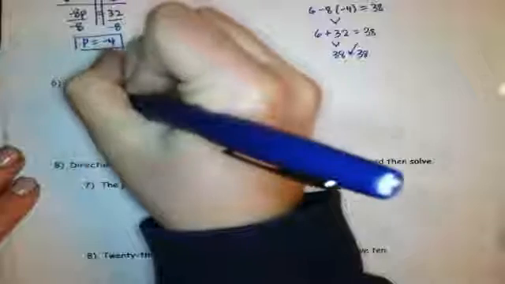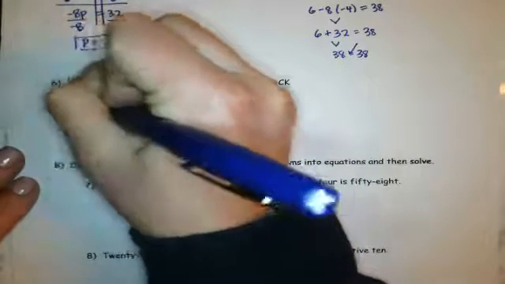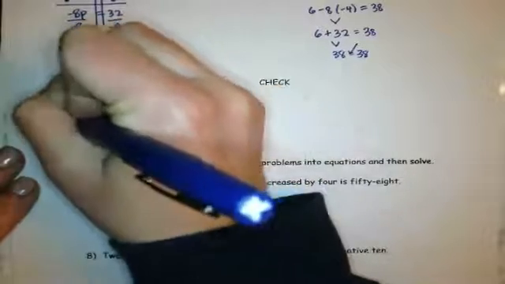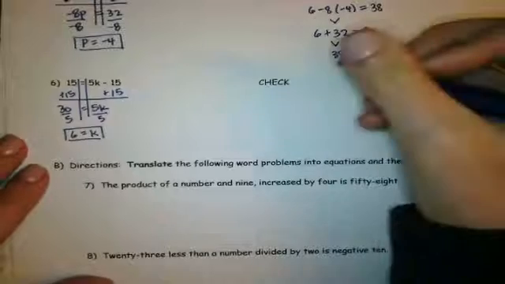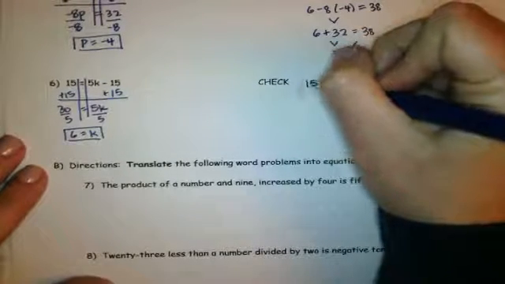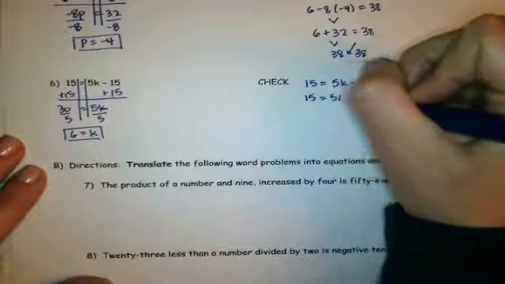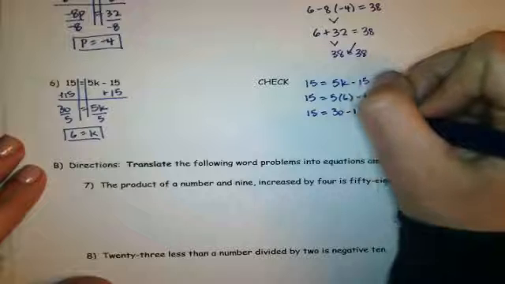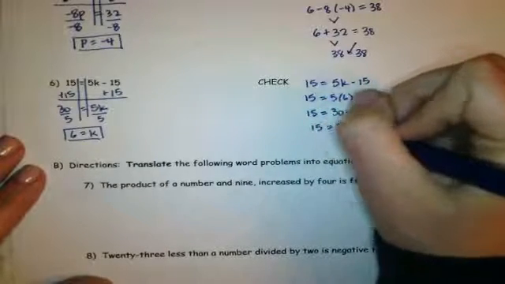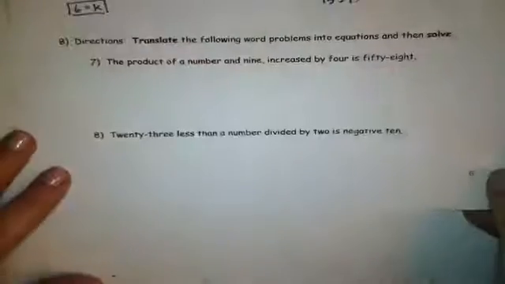For number 6, we want to get the k by itself, so we're going to add 15 to both sides. We get 30 equals 5k. Then we're going to divide both sides by 5. So k equals 6. Pretty straightforward. We're going to rewrite the original. In place of k, I'm going to put the 6. And remember, you're using parentheses to indicate multiplication. We're going to multiply first and then subtract, and we get 15 equals 15. How did those go?